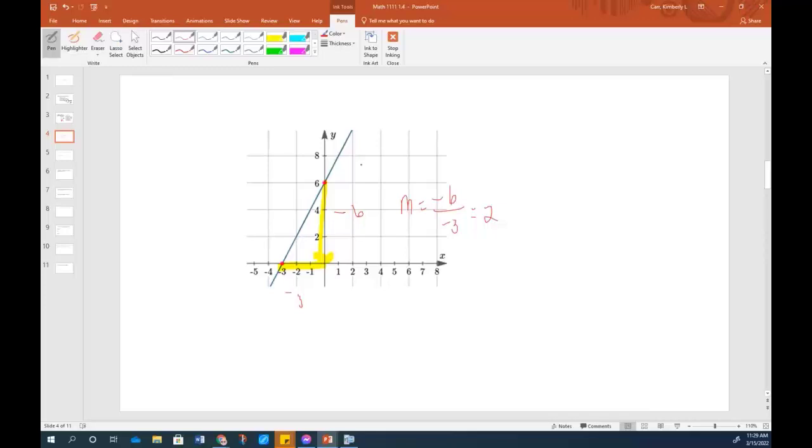Then as far as the intercept, that's also right here. That's where it crosses the y-axis. So my little b, my y-intercept, is 6. So when I'm going to write my answer, y equals mx plus b, I have y equals 2x plus 6. And that would be the answer.